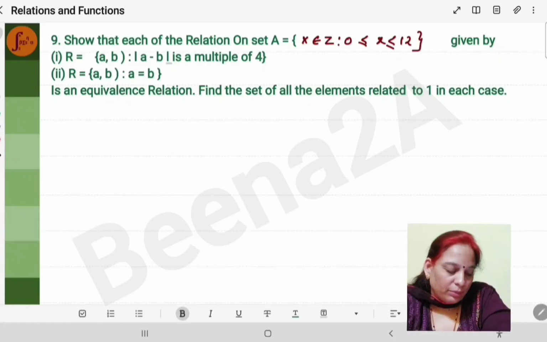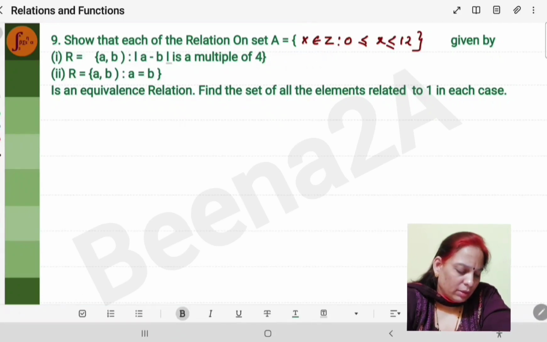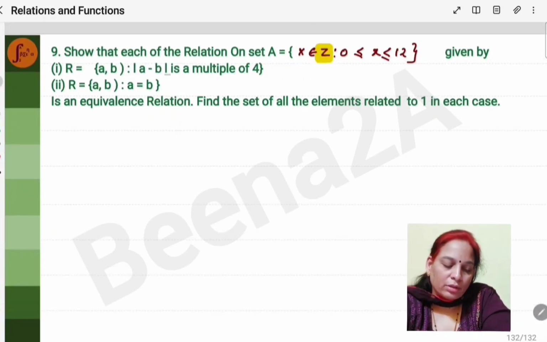Hi students, let's solve this ninth problem. Show that each of the relations on set A, x belongs to Z. Z means it's an integer, right? That is, you will not have fractions. It will only be complete numbers, like 1, 2, 3, 4. You will not have fractions.